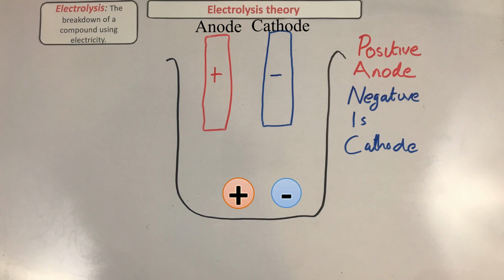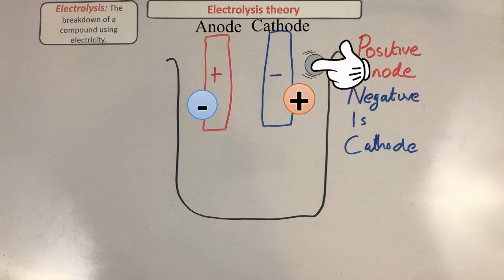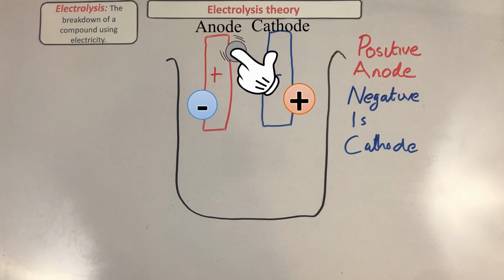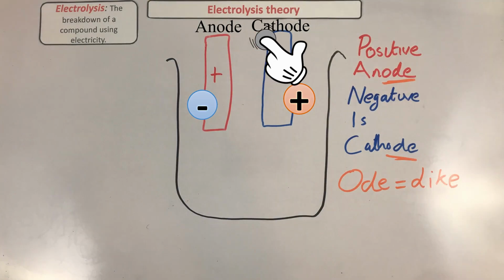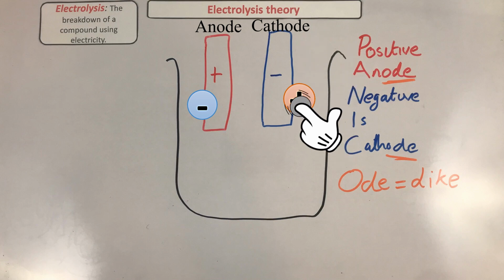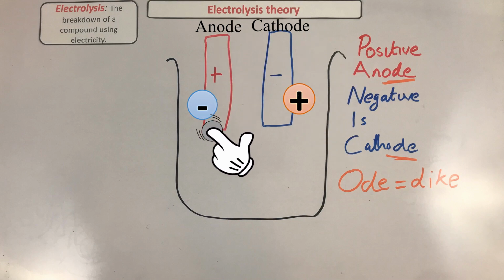Now look at the charges of our electrodes. Where do you think the positive ion is going to go? Where's the cation going to go? It's going to go to the negative electrode, of course. And the negative ion, the anion, is going to go to the positive electrode because opposites attract. The positive cation goes to the cathode, the negative anion goes to the anode. Ode means light, so the cathode likes cations and the anode likes anions.